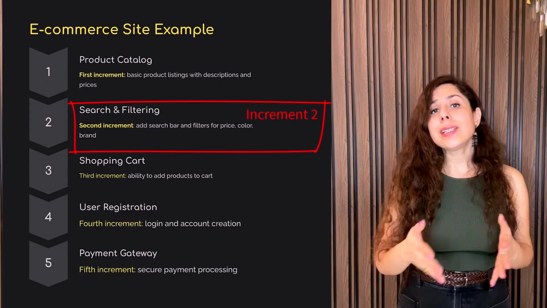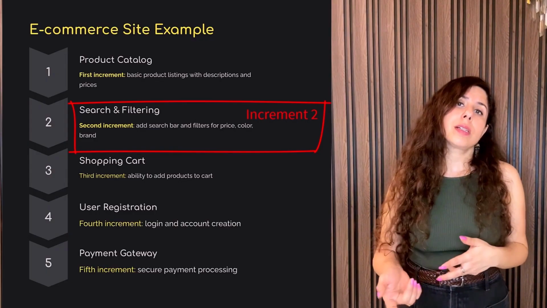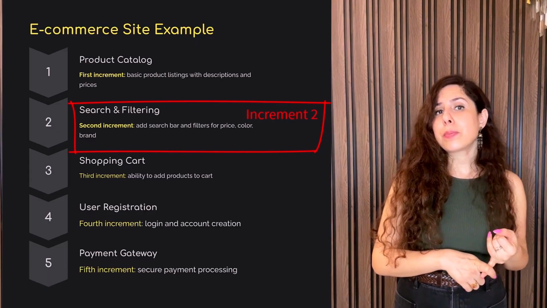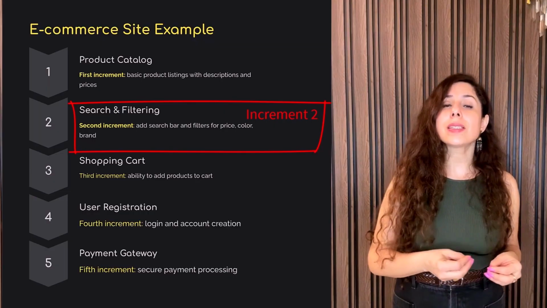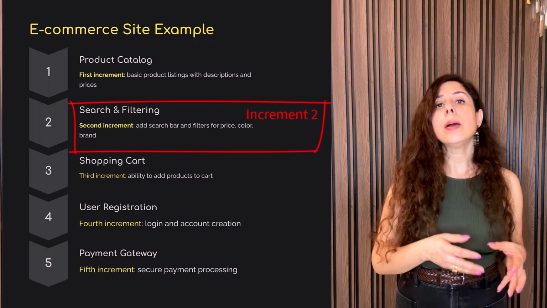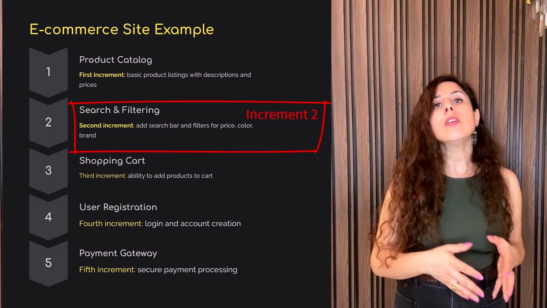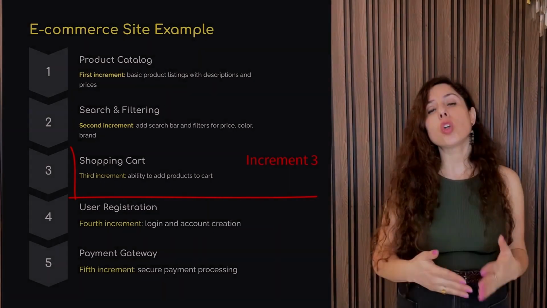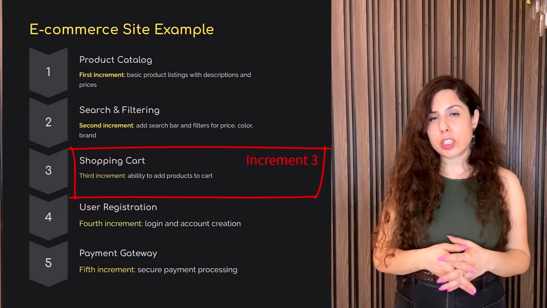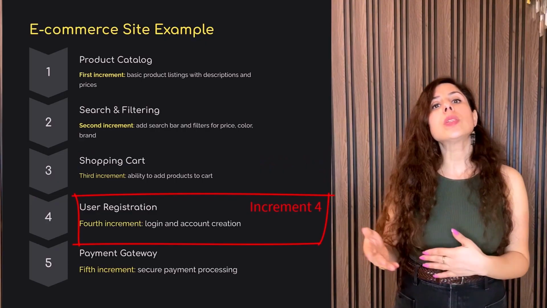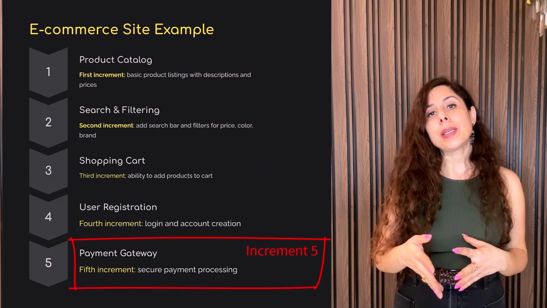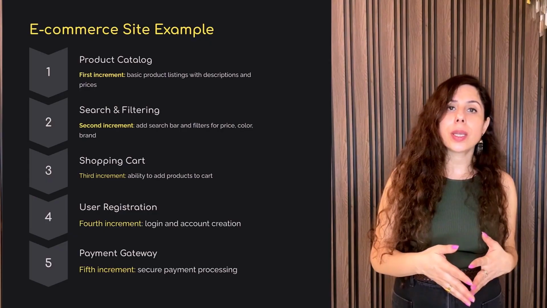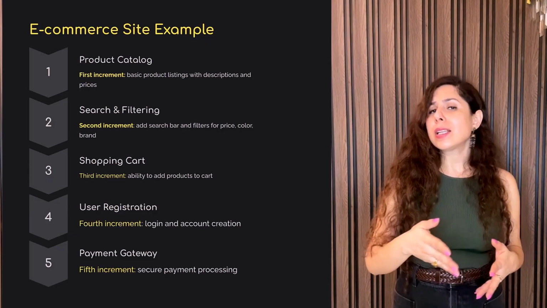Meanwhile, we'll work on the second increment, which could be the product searching and filtering. So now the site has a search bar, filters like price, color, brand, etc. This is the second increment. A new feature built on top of the first. Again, we'll show this to the customer, take their feedback and finalize it. Then we move on to the third increment, the shopping cart feature. The fourth increment could be user registration and login. The fifth increment might be the payment gateway integration. The sixth increment could be order history and an admin panel and so on.